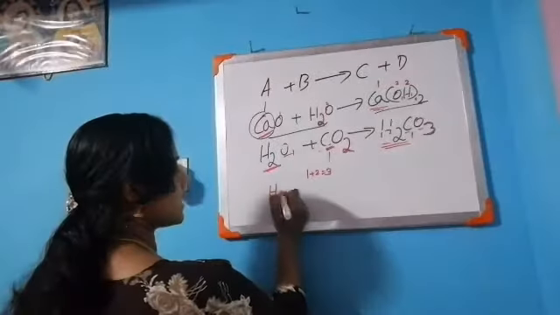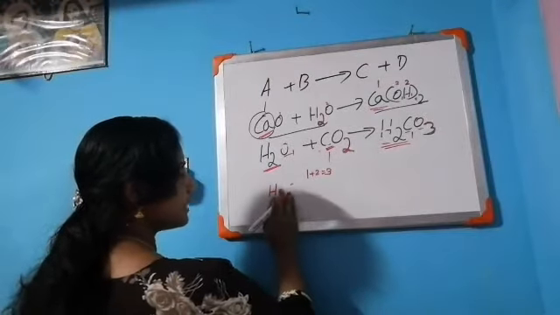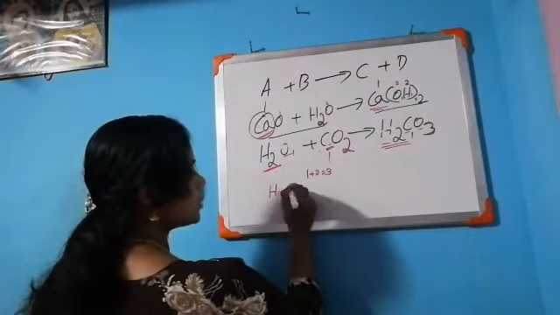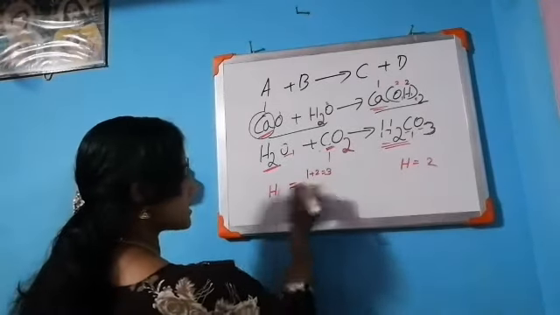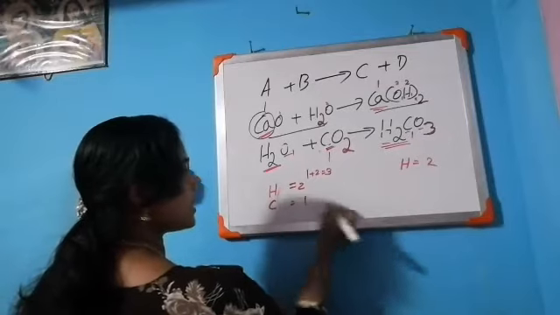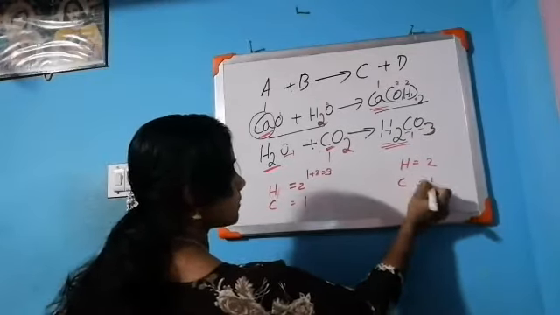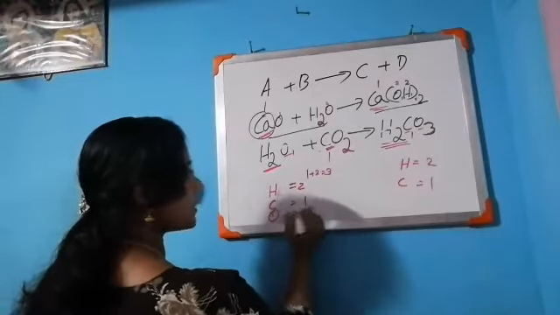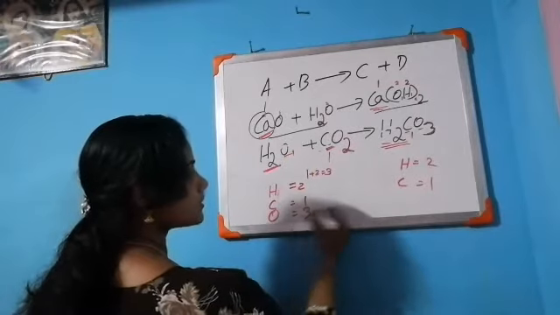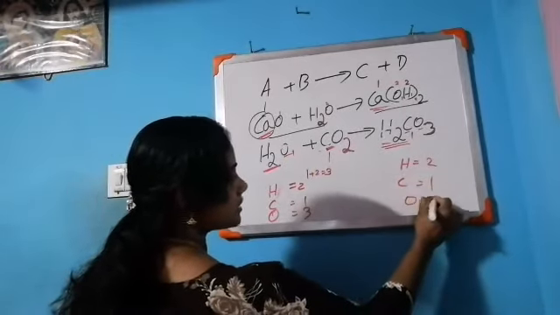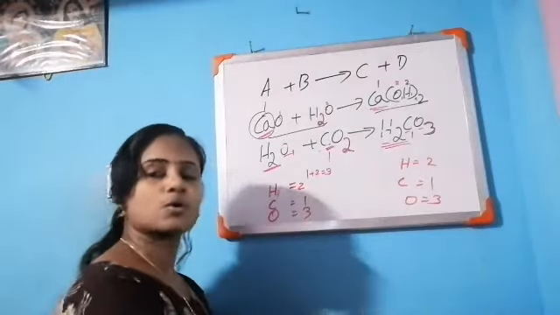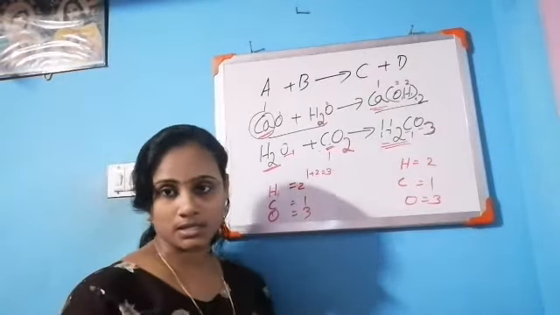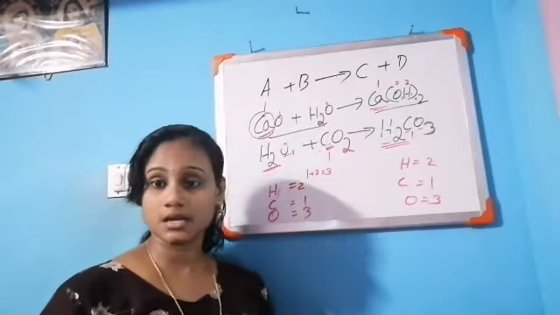Simply we can write here: left side, hydrogen number 2; product side, hydrogen 2. Reactant side, carbon number 1; product side, carbon number 1. Oxygen: 1 plus 2, 3. Here oxygen 3. So on both sides, reactant side and product side, the number of atoms are equal. This is the balanced equation.